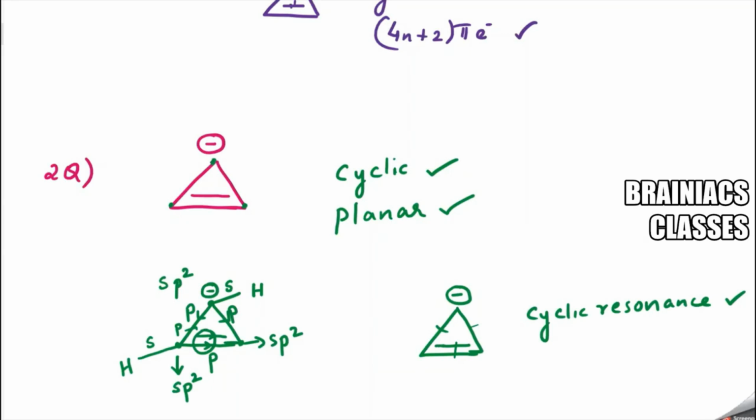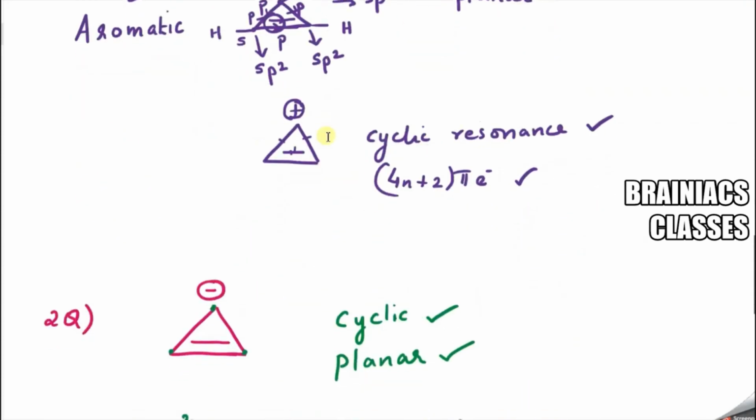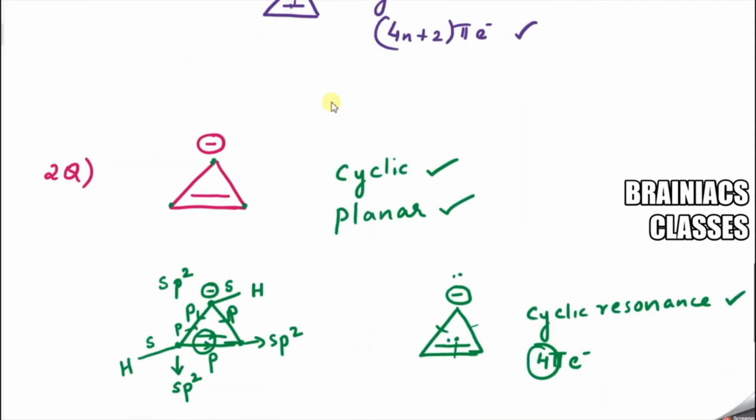Cyclic resonance is present. Now next comes the 4n plus 2 pi electron rule. Count the number of electrons that are entering into conjugation. Here there are 2 pi electrons, and there is a minus charge. That is also part of cyclic resonance. Minus charge is always 2 electrons. So totally, how many electrons are entering into resonance? I can say 4 pi electrons are there. And I know that 4 is not part of Huckel's rule. After 2, what is coming? 6 is coming, 4 is not there. So cyclic resonance is there, but it does not follow the 4n plus 2 pi electron rule. This is not followed.